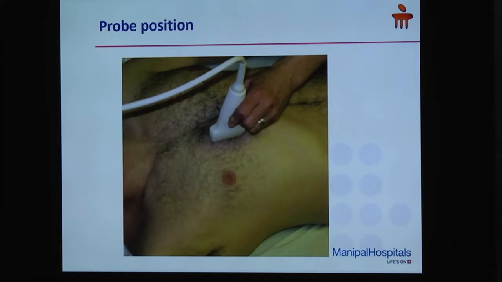How should you use the probe? This is the ideal way. There is a marker on the probe. The marker should be directed either towards the head or towards the right, and usually you will put it perpendicular to the chest.